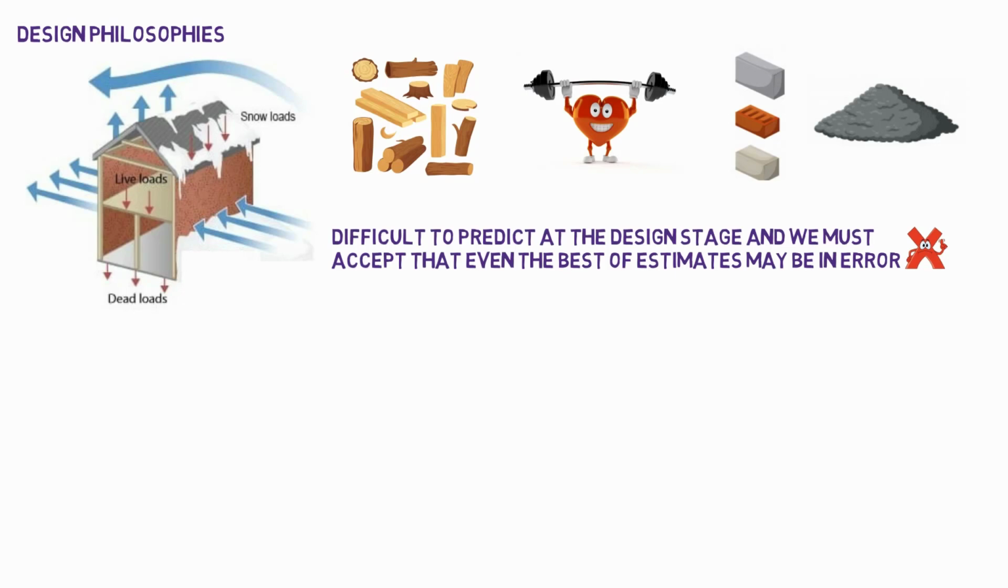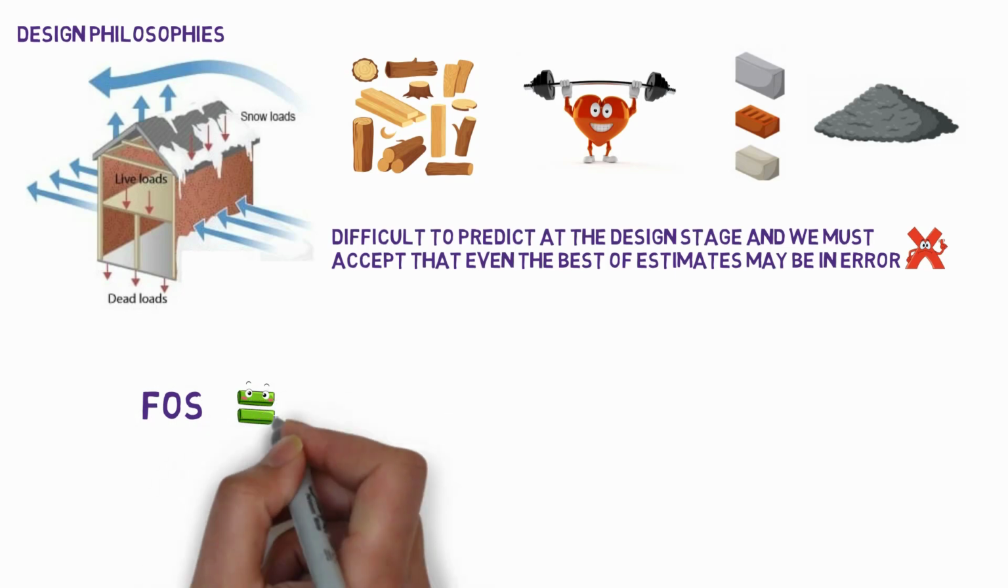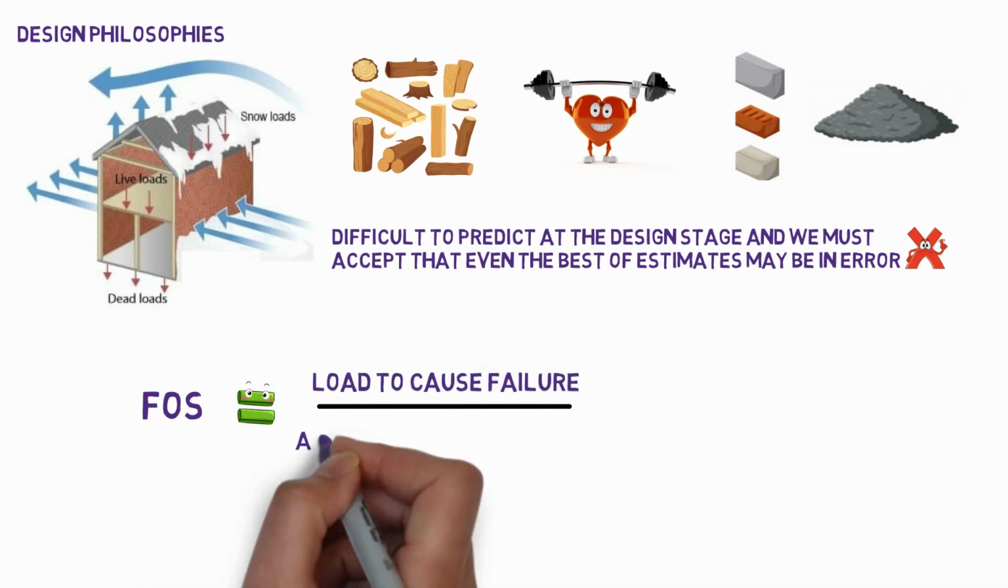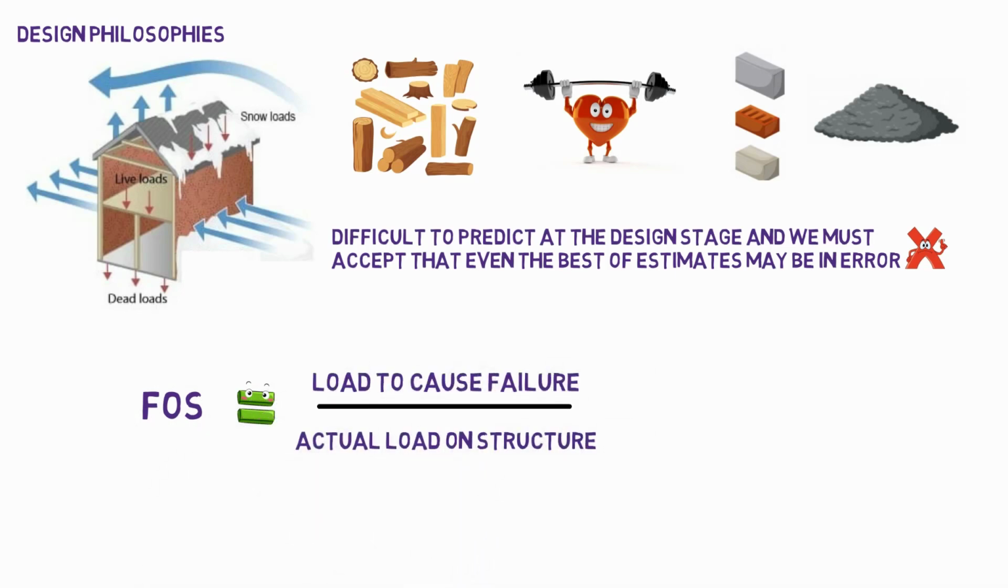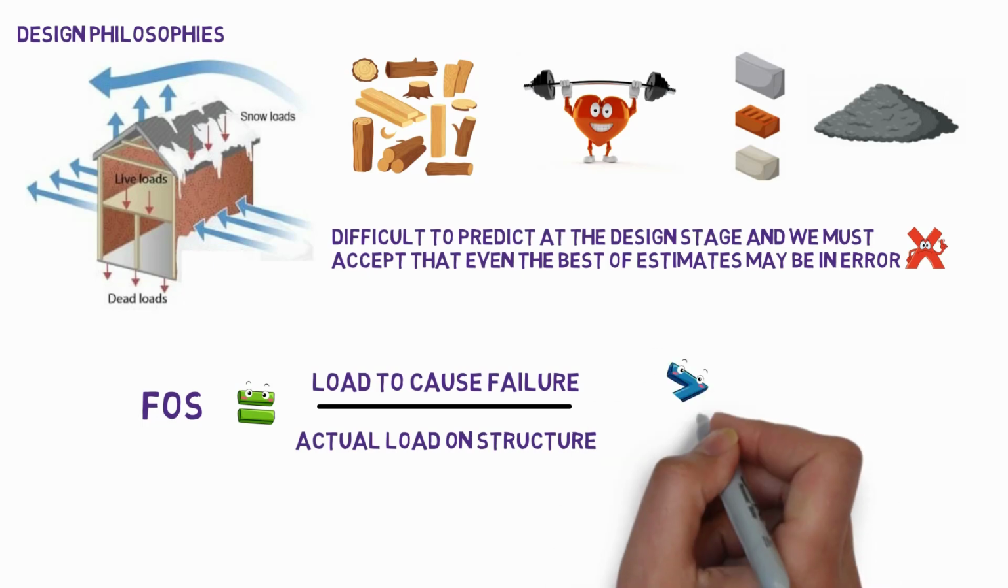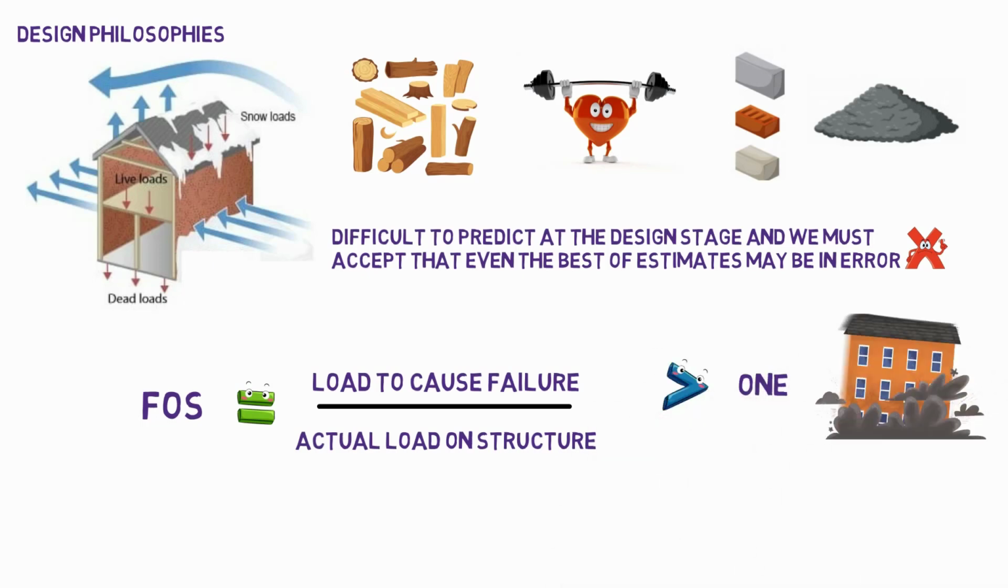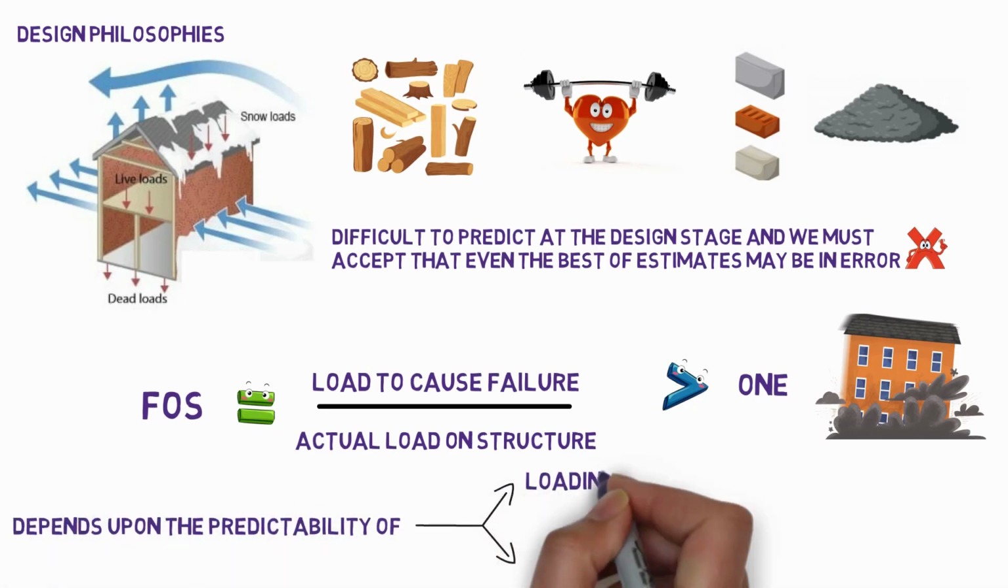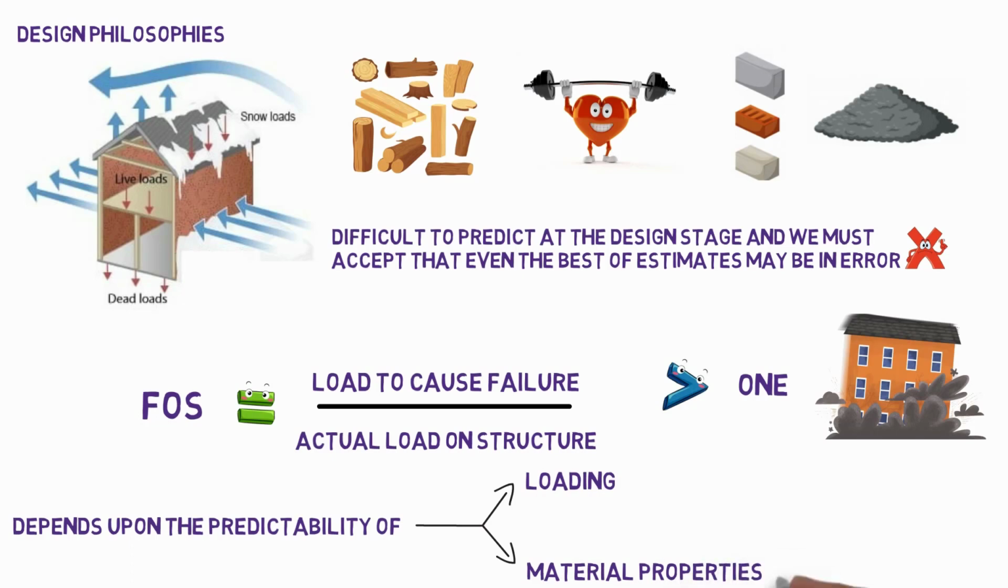A simple definition of a factor of safety is: factor of safety equals load to cause failure divided by actual load on structure. Clearly the value of the factor of safety must be greater than 1 to prevent collapse. The magnitude of the factor of safety that we should aim for depends upon the predictability of both the loading and the material properties, but can range from about 1.5 for steel structures up to 5.5 for brickwork.